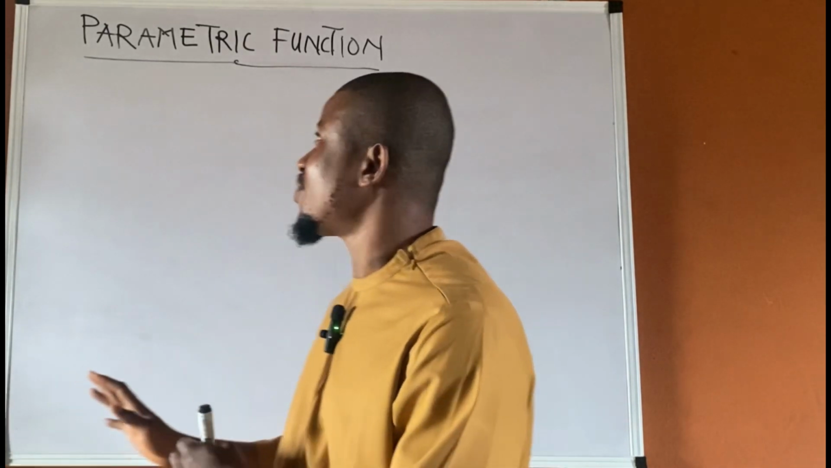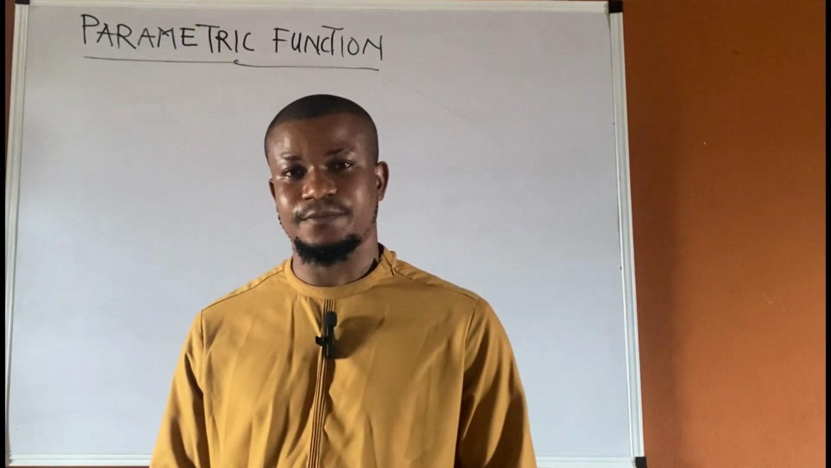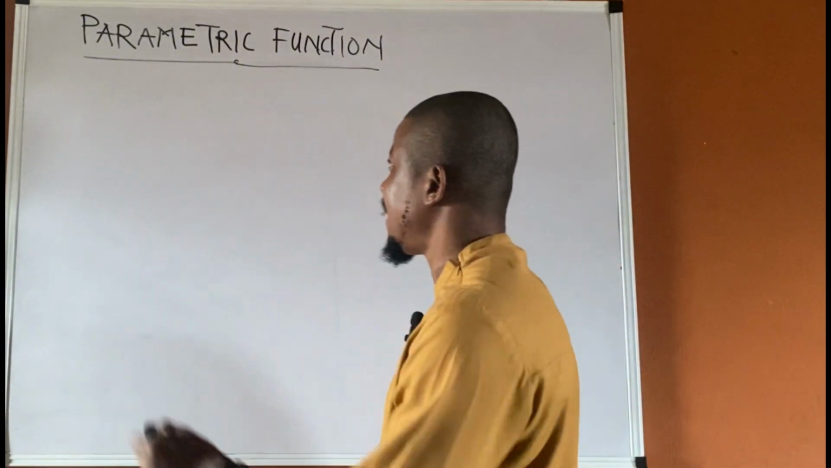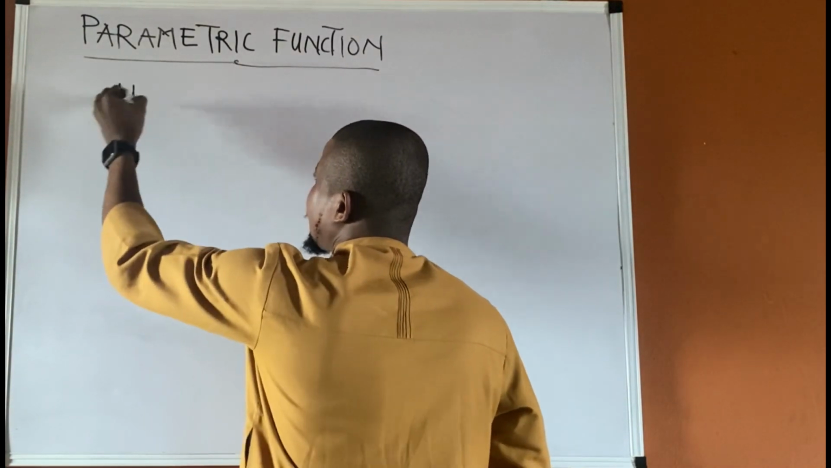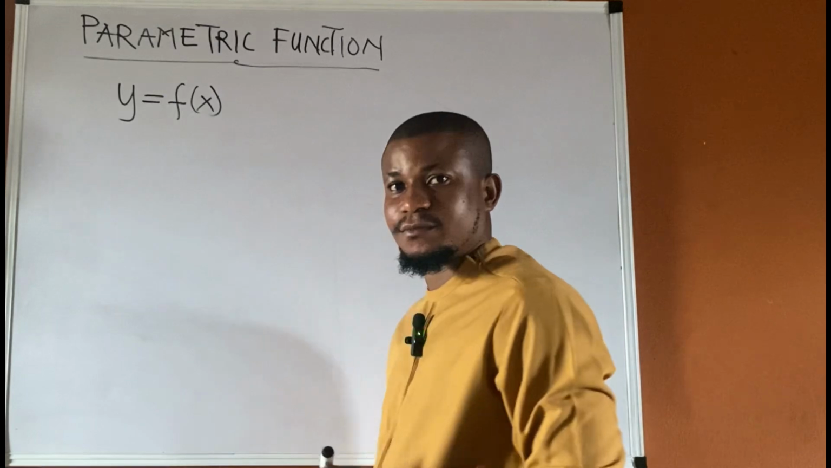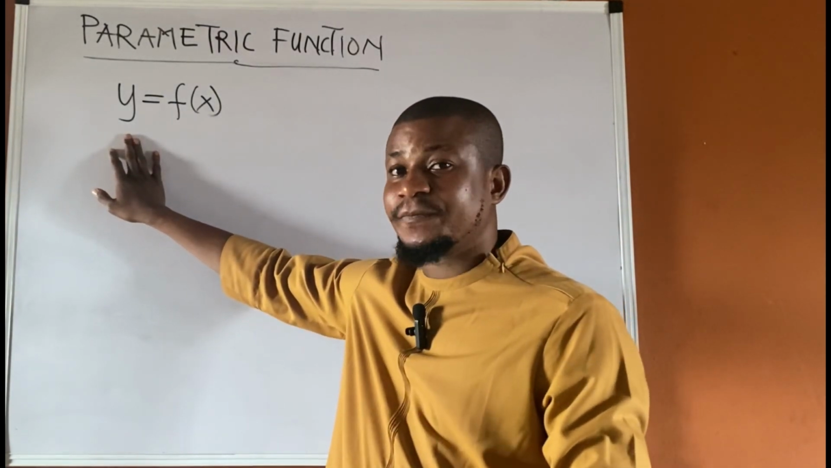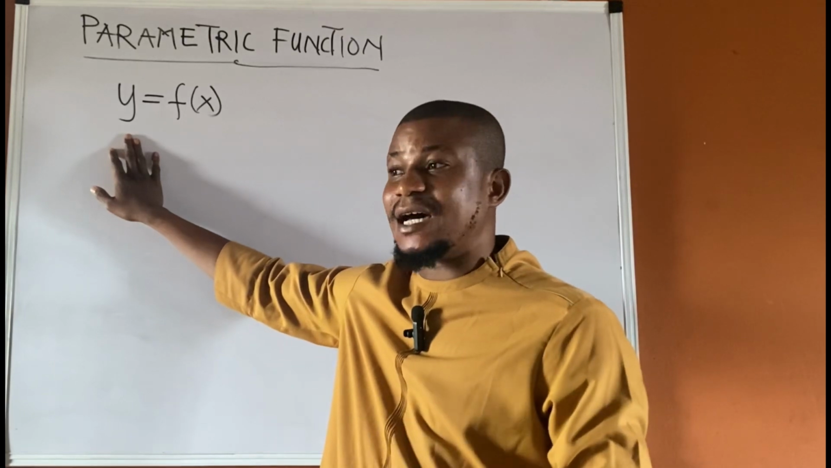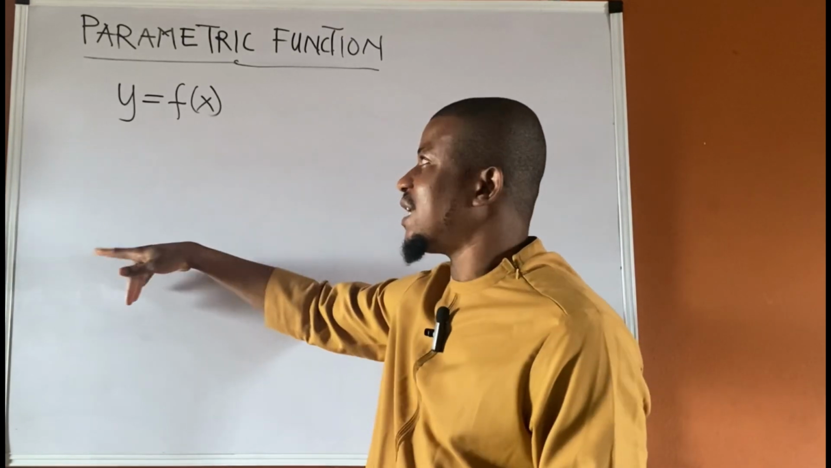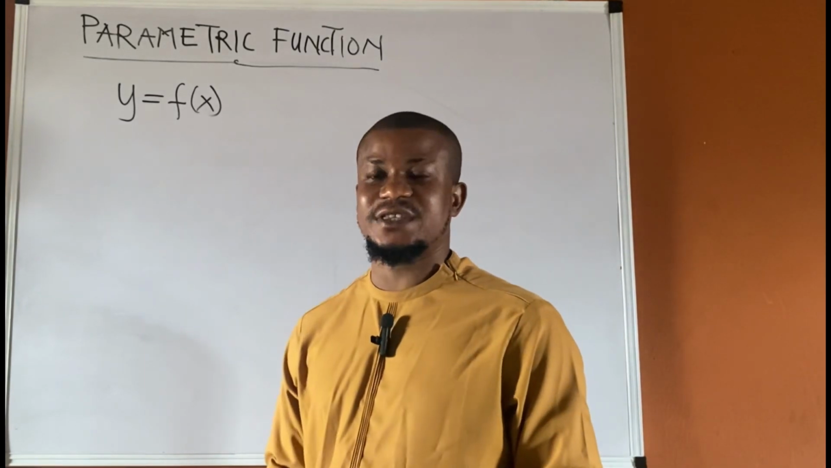Now let's come to the concept of parametric function. What is a parametric function? Now let's say you have a function defined as y equal to a function of x. This function can be said to be parametric if we can define a parameter, let's say t, such that y is a function of t and x is also a function of t.